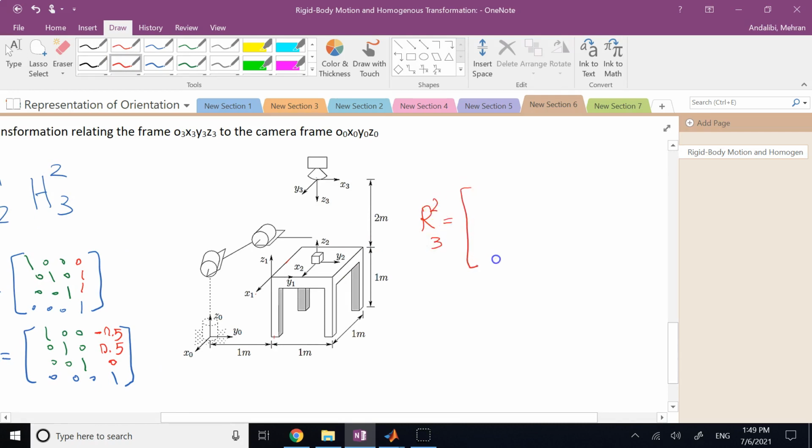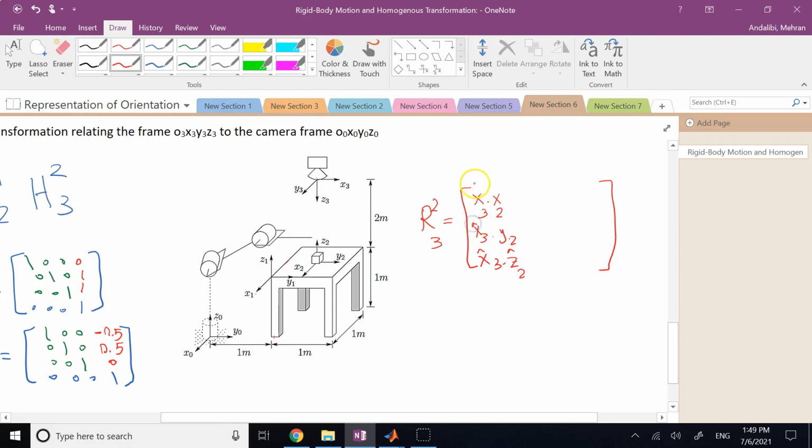If you remember, this was what? Each column of it was one of the new unit vectors described or projected along one of the old ones. So for example, this x3 is going to be dotted with x2, is going to be dotted with y2, and it is going to be dotted with z2.